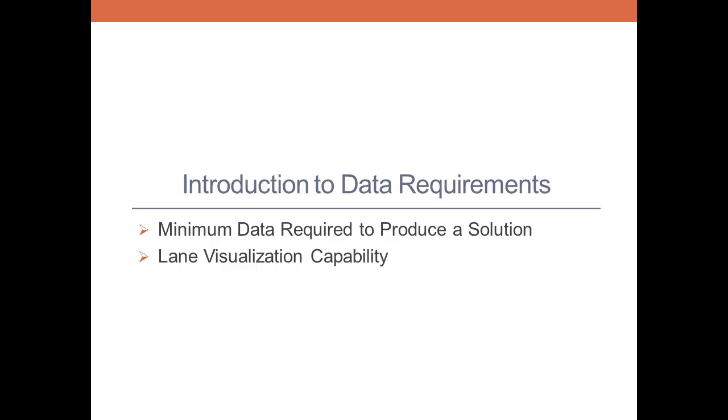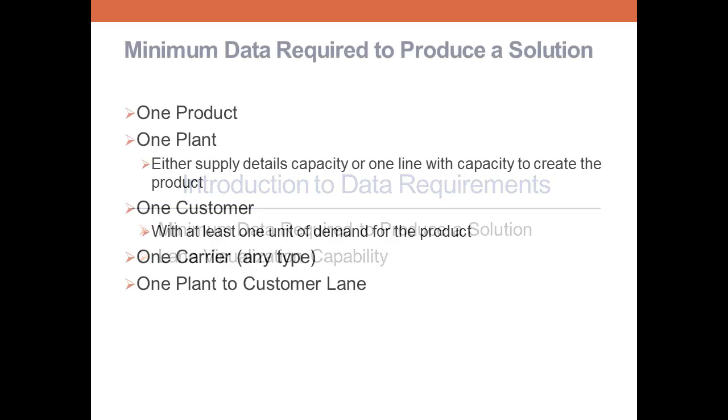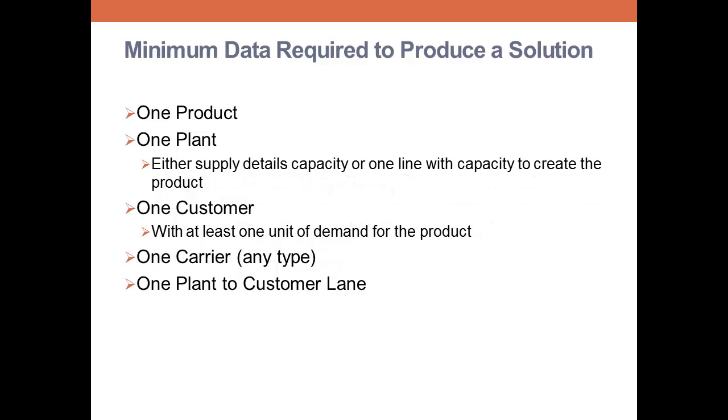This section will discuss the data required to run a network optimization. The minimum data required for a model to run includes one product, one plant, one customer, one carrier, and one plant-to-customer lane. Additional simple model add-ons normally include multiples of these sites and products, in addition to warehouses, more lanes, and slightly more complex carrier options.